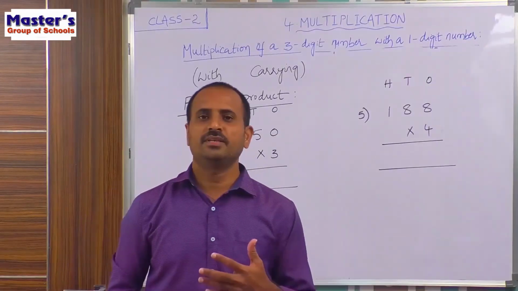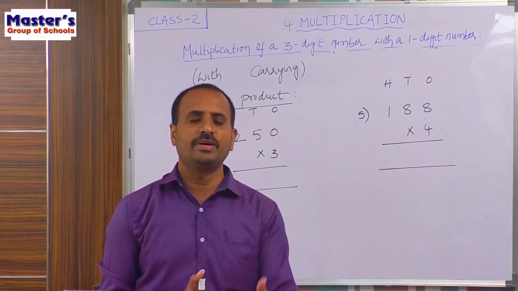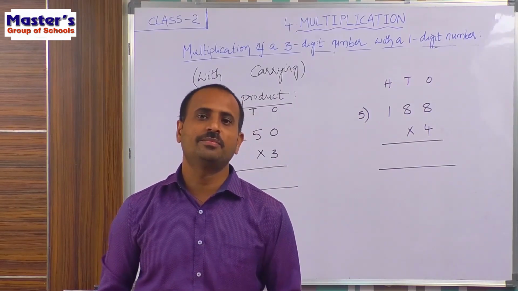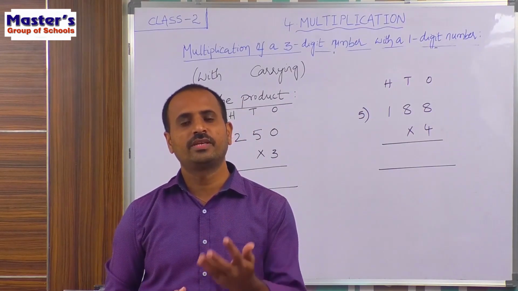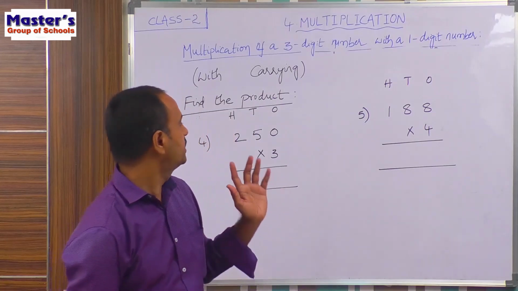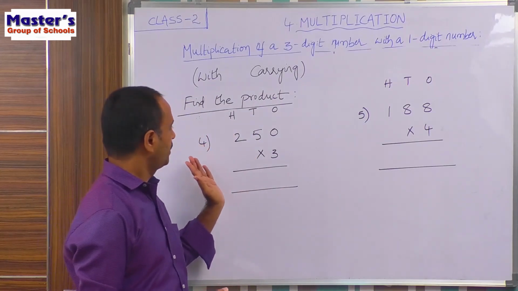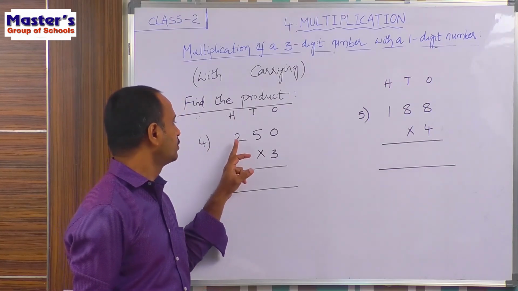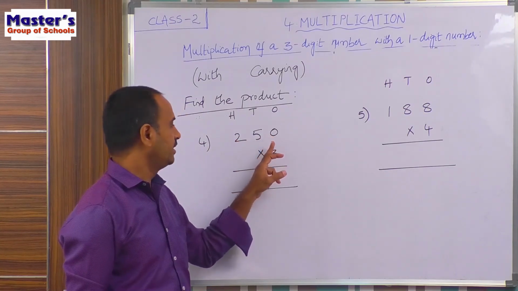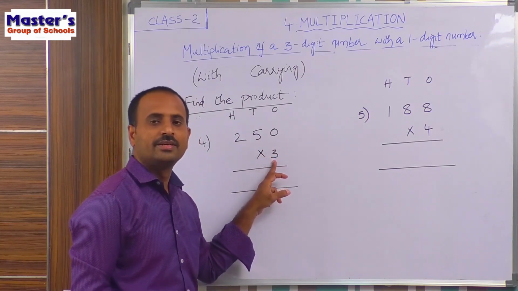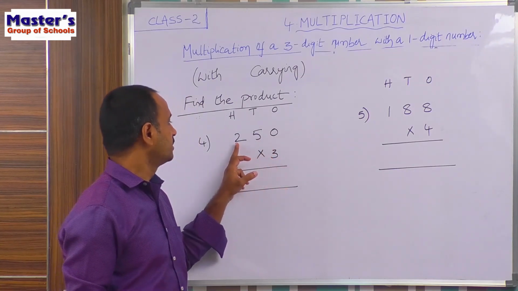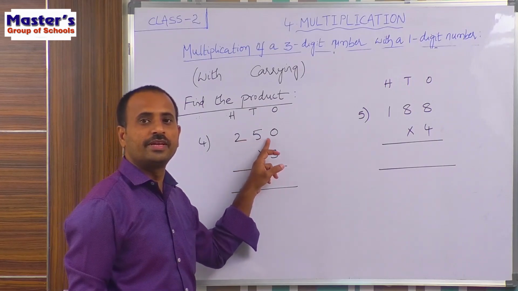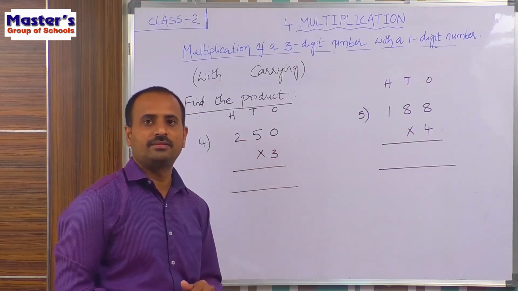Well, let us see two more problems on the multiplication of a 3-digit number with a 1-digit number with carry. So that is the fourth problem. In this fourth problem also there is a 3-digit number, that is 250, and they have given a 1-digit number 3. We have to multiply this 3-digit number 250 with the single-digit number 3.